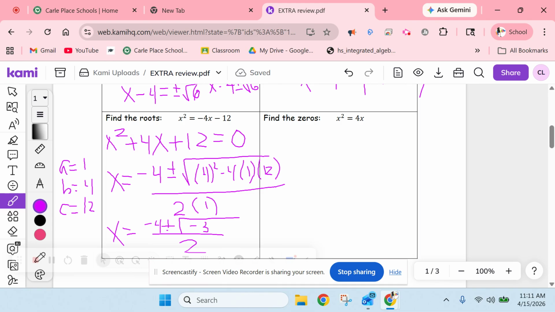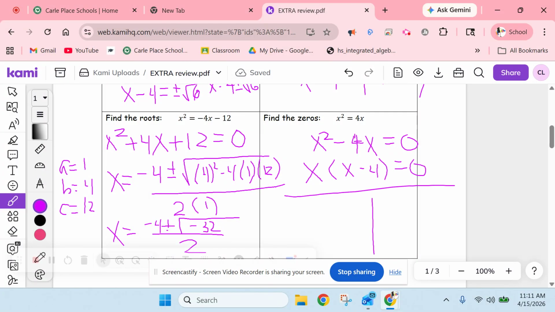I'm going to leave my answer like that because that is not rational, that's not even real. So just going to leave it like that, okay? Not rational, not even real. All right, so this one, I got x squared minus 4x equals 0. That factors into x times x minus 4 equals 0. So I'm going to get x equals 0 and x equals positive 4. Completely checkable on the calculator.